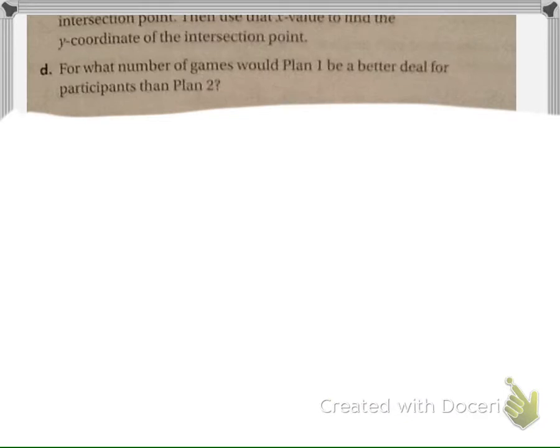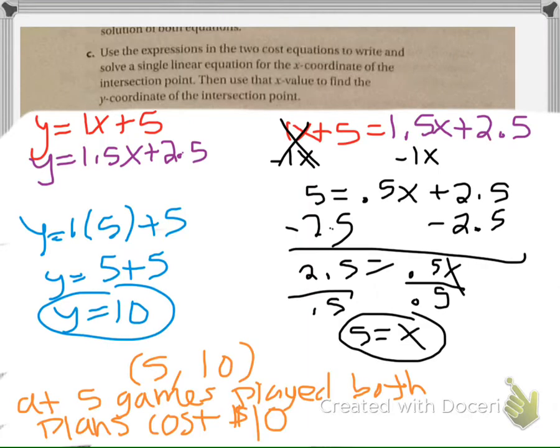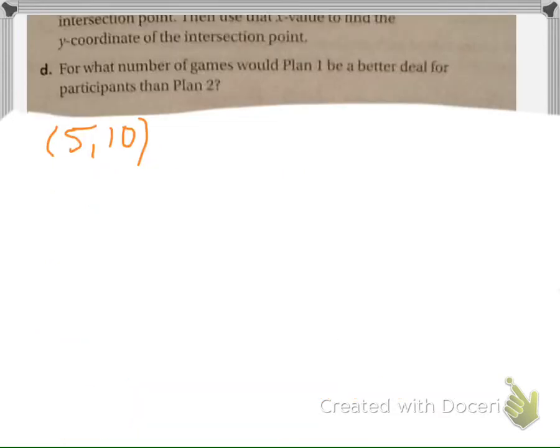Alright, D says, for what number of games would plan 1 be a better deal for participants than plan 2? So remember we had the solution of 5, 10. So at 5 games played, both plans cost $10. Now what if 6 games were played? Let's think about our equations. For plan 1, if 6 games were played, it'd be 1 times 6 is 6, plus 5 is 11. But on plan 2, 1.5 times 6 plus 2.5 would be 11.5. So if I play any more games than 5, plan 1 will be cheaper. But if I'm going to play 5 games or less, plan 2 will be cheaper.